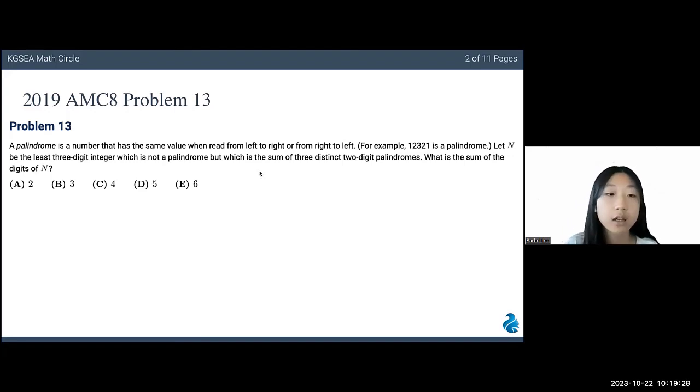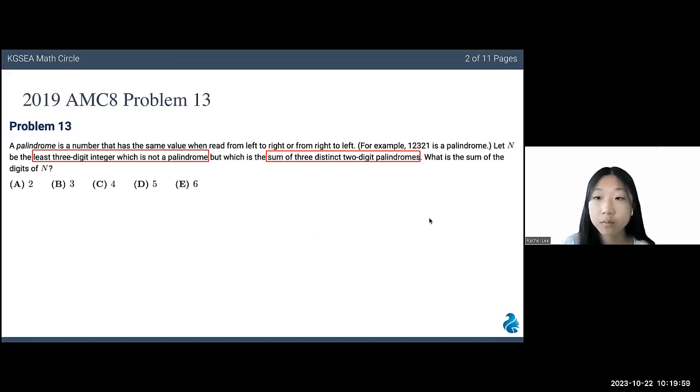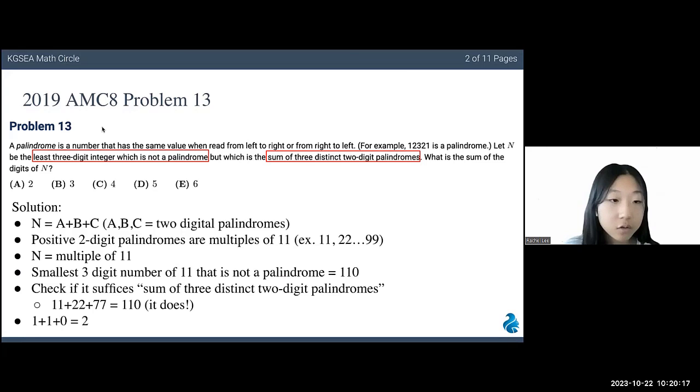I'll just highlight the key terms that you'll have to look for. The first one is the least three-digit integer which is not a palindrome, so that will be n. And the next one is the sum of three distinct two-digit palindromes. I'll give you a few seconds to work out how you'll solve the question. But for those who are actually watching the video, you can stop the video and take time to solve the whole problem. Okay, now I'll explain the solution to the question.